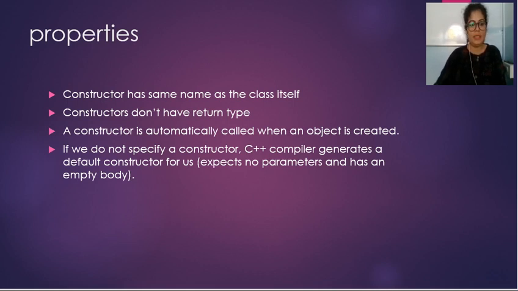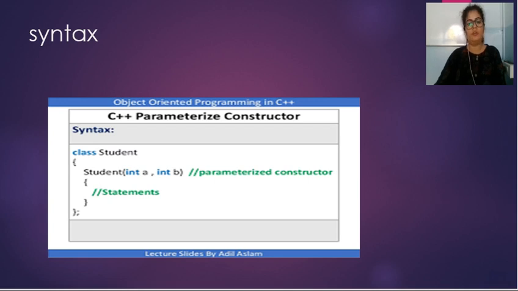Next is the syntax of a constructor. How you have to declare a constructor and what is the syntax of a constructor. I have already told you that the constructor has the same name as the class name. So see how it works. I have taken an example of a parameterized constructor. This is a type of constructor. I have taken a common example of syntax. So look at the syntax.